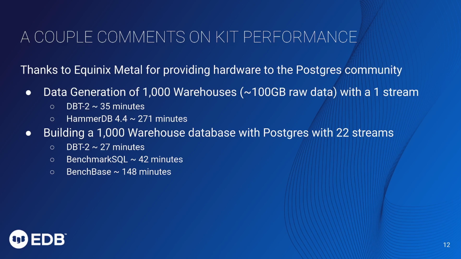One aspect I looked at was the performance of the data generation. In order to generate 1,000 warehouses, we need to produce about 100 gigabytes of data. So I took a look at how DBT2 did versus HammerDB to generate 100 gigabytes of data with one stream, just to establish a baseline. DBT2 took about 35 minutes on this system, and HammerDB took about 270 minutes.